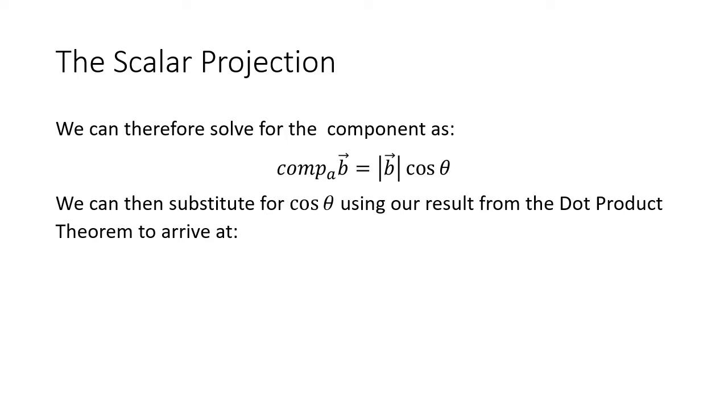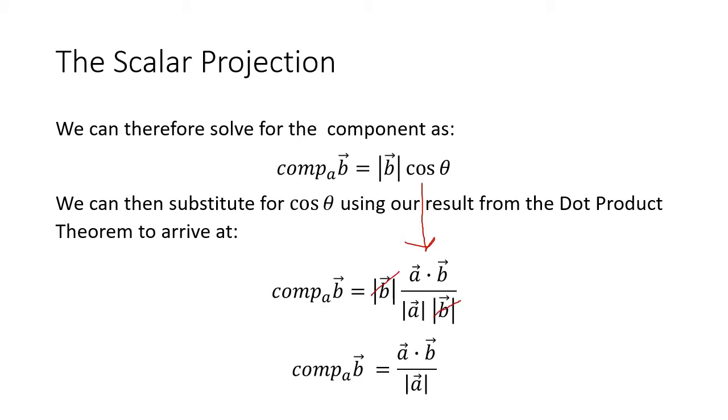Now, what we can also do, and again, that definition is nice, but we can actually use our definition from the dot product theorem to simplify this a little bit. If I replace cosine theta with what I know cosine theta to be, based on that dot product theorem, here we go. And then, wait, the magnitude of B, and then I'm dividing by the magnitude of B. So I can actually cancel those out. And so we could write the component of B along A as the dot product of A and B divided by the magnitude of A.